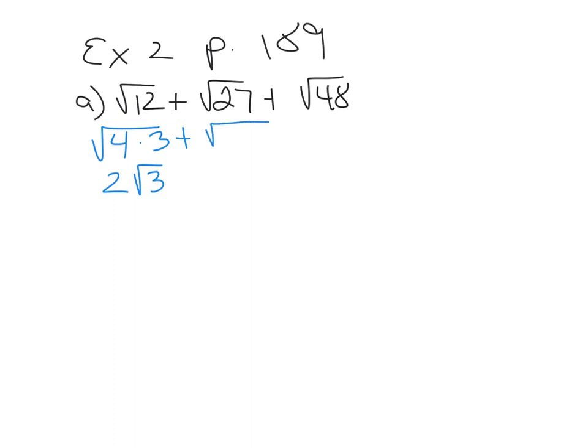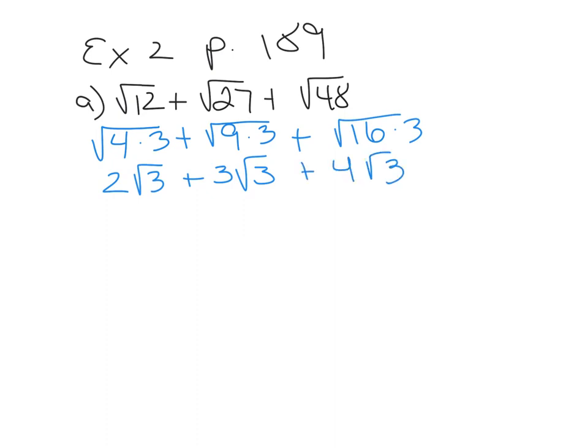We're going to do the same thing with the 27. The perfect square is 9. So this turns into, when we bring the 9 out, 3 square root of 3. And 48 is 16 times 3. The square root of 16, when it comes out, is 4. So this is 4 square root of 3.